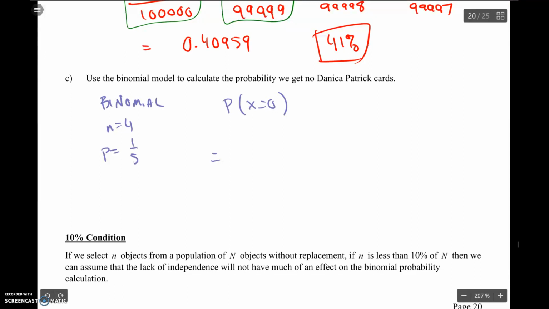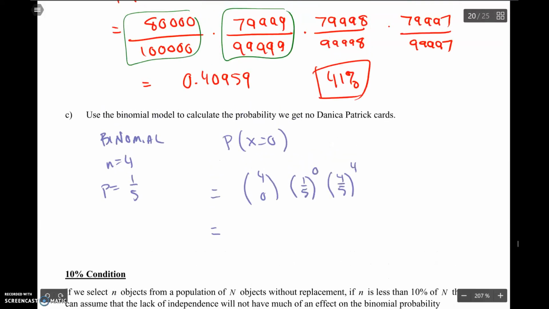So this, I like to use a formula. 4 choose 0, times the probability of success raised to the, I've got to get 0 successes, and then the probability of a failure raised to the 4th power. Just to let you know, 4 choose 0: how many ways can you choose 0 cards out of 4? There's only one way. This is 1. So it's really just 4/5 to the 4th power.